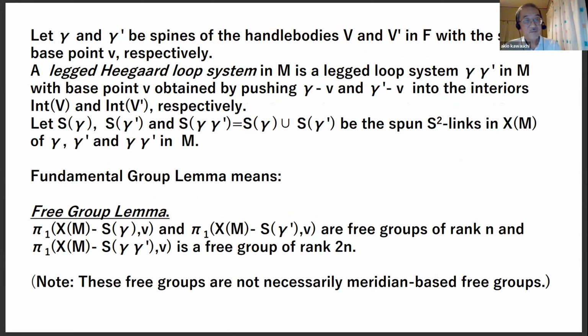Let gamma and gamma dash be spines of the handlebodies V and V dash in F with the same base point v, respectively. A legged Heegaard loop system in M is a legged loop system gamma union gamma dash in M with base point v, obtained by pushing gamma minus the base point and gamma dash minus the base point into the interiors of V and V dash respectively. So the union of gamma and gamma dash is some graph, a legged loop system. Let S gamma, S gamma dash, and S gamma gamma dash be the spun S2 links in X M.